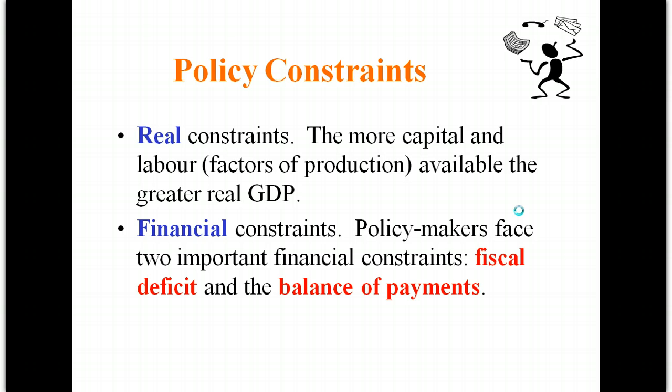The last element we'll look at in this introduction to the goals of macroeconomic policy is just two of the policy constraints, or the economic constraints, that the government and the economy face. The first are real constraints when looking at the level of output the economy can produce. So the real constraints are in terms of the factors of production, the factors of production being land, labour, capital and enterprise.